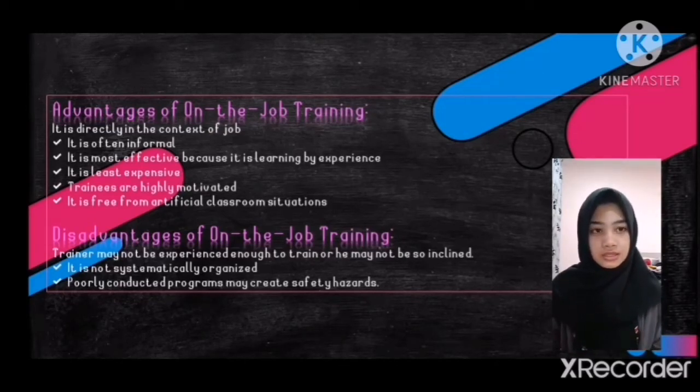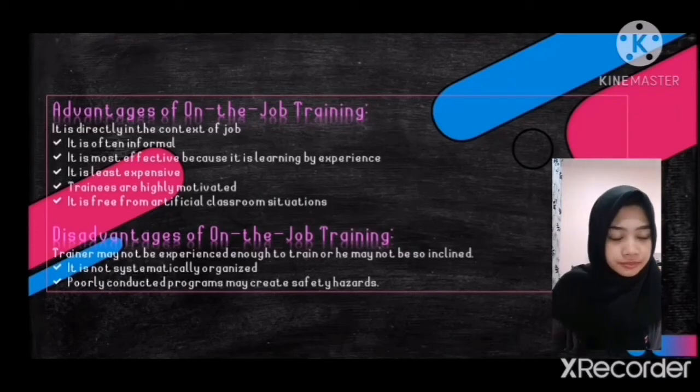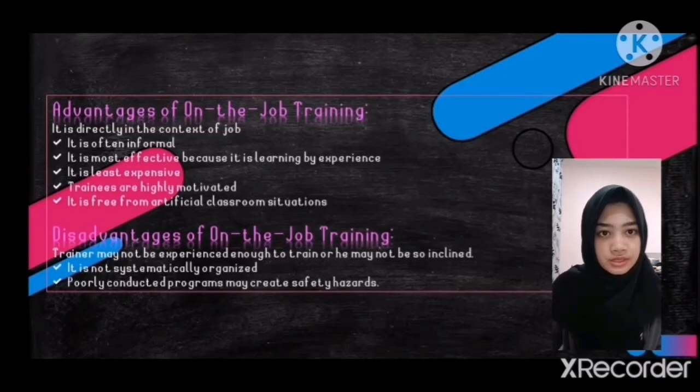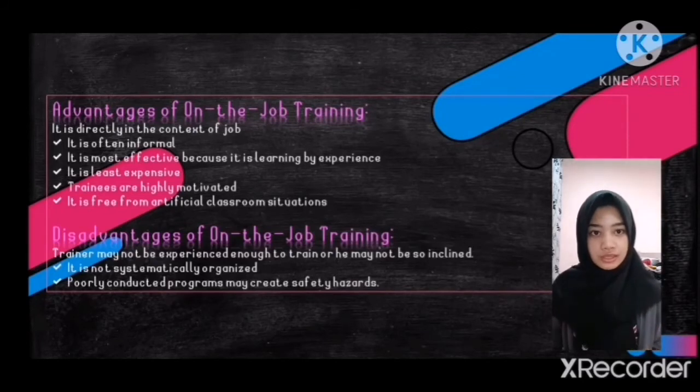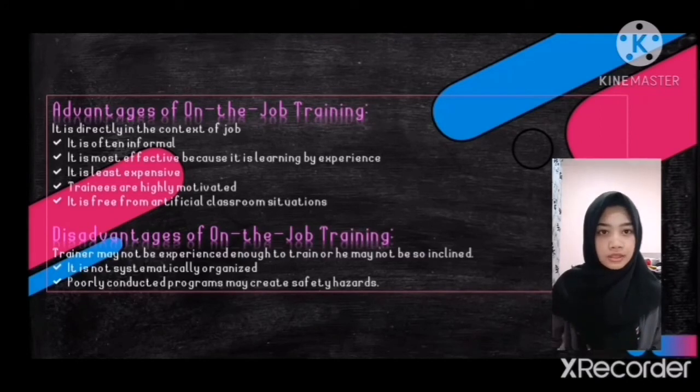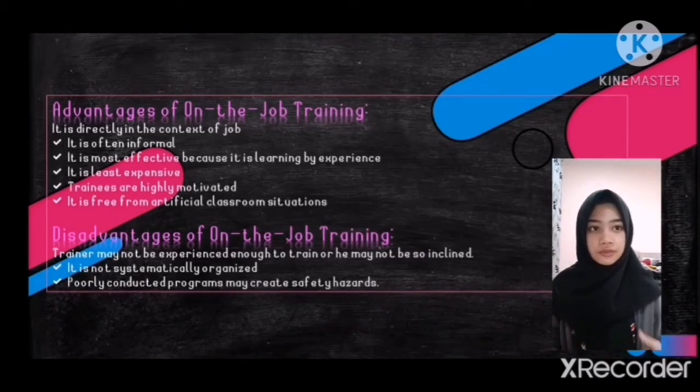Okay, advantages of on-the-job training. It is directly in the context of the job. First, it is often informal. Second, it is most effective because it is learning by experience. Number 3, it is least expensive. Number 4, trainees are highly motivated. And number 5, it is free from artificial classroom situations. Okay, those are the advantages of on-the-job training.